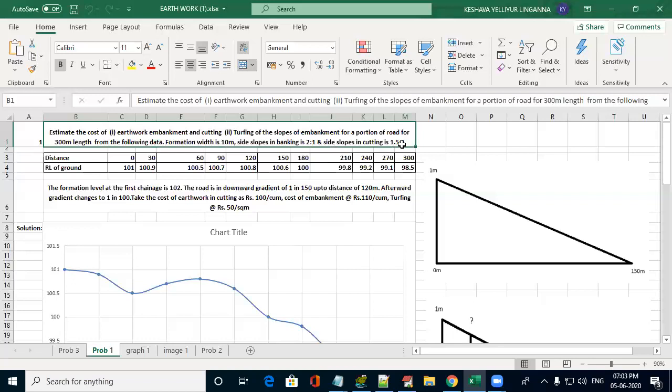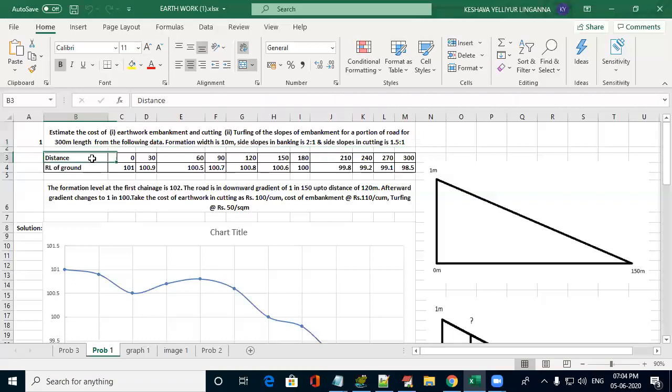Side slope in case of banking, it is 2 is to 1, and side slope if it is cutting, then it is 1.5 is to 1. Wherever you have banking, that is filling, there you have to take the S value as 2, and if you get cutting areas, there you have to take S value as 1.5. Still we don't know how the problem is, whether we need cutting or filling or both or only one of them. Once we solve the problem only, we will get to know that.